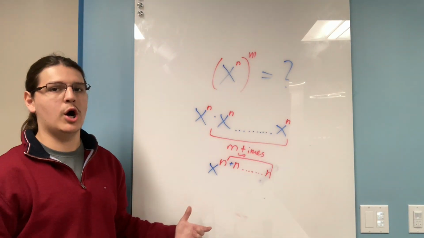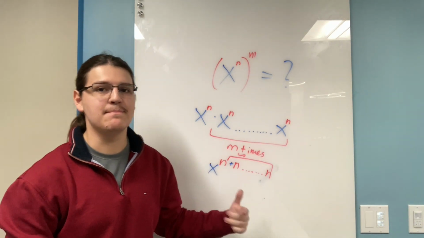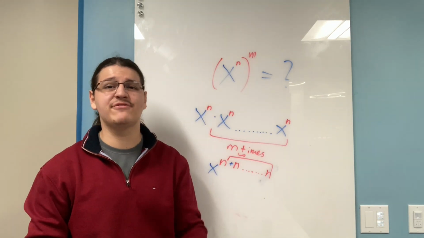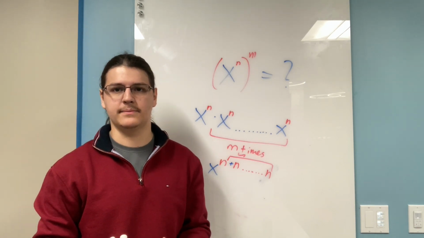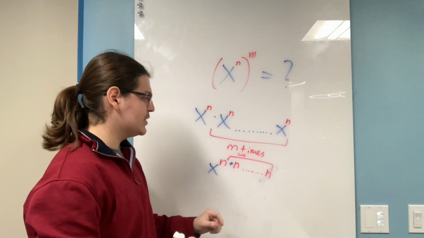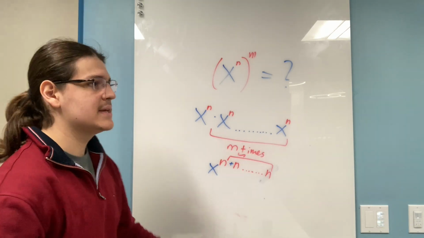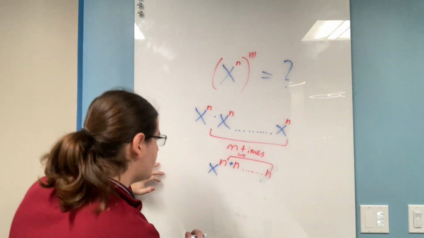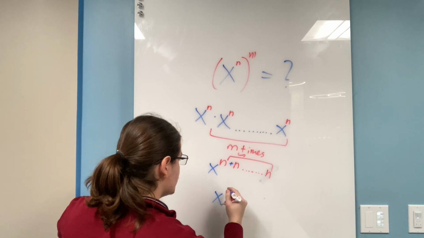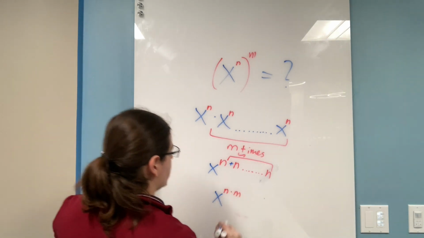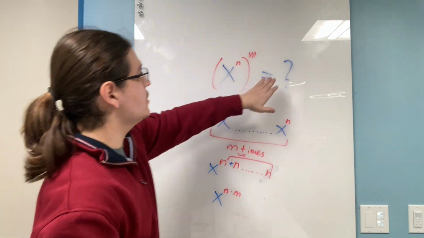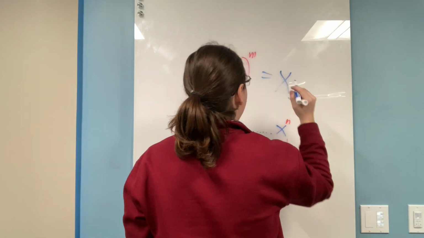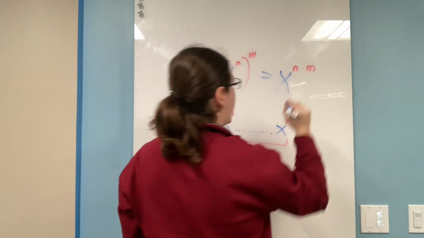Now, what do we call a number being added by itself a certain amount of times? That is the very definition of multiplication. If n is being added onto itself m amount of times, then that is the same thing as n times m. So on the bottom we have x to the n times m. So (x^n)^m is the exact same as x to the n times m.